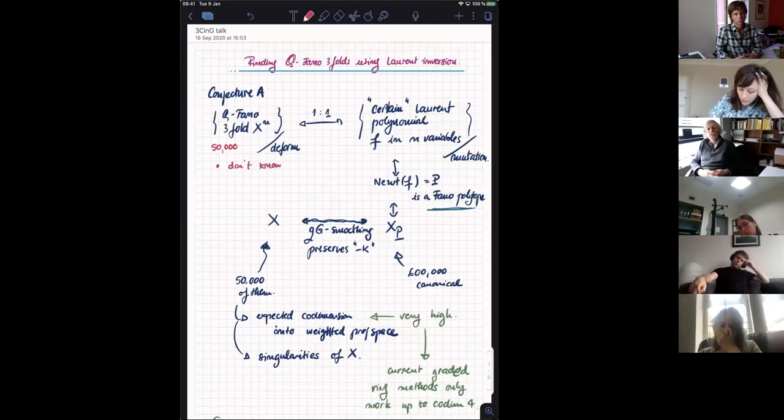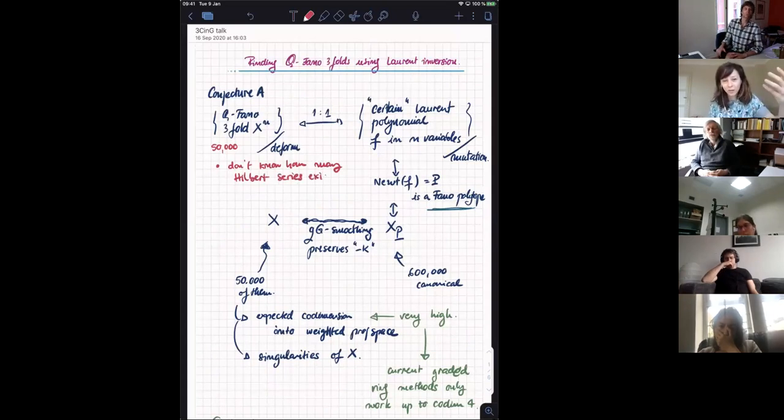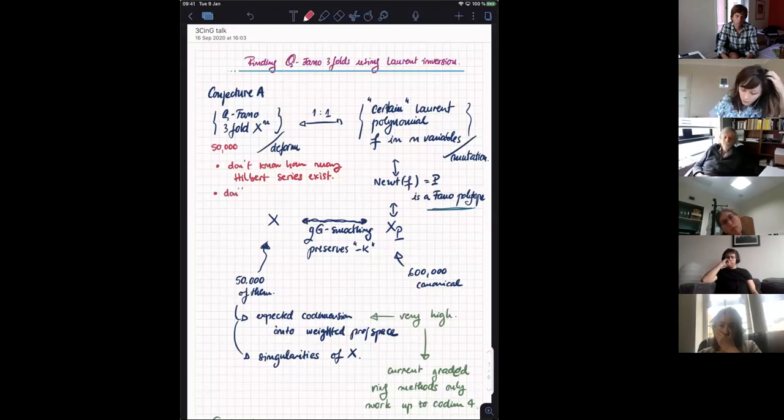How many Hilbert series exist, so are basically materialized, incarnated in this Q-Fano threefold? But also we don't know, if a Hilbert series exists, how many non-deformation-equivalent Pfaffians we have for a given Hilbert series. So we don't know how many Pfaffians for a fixed Hilbert series.